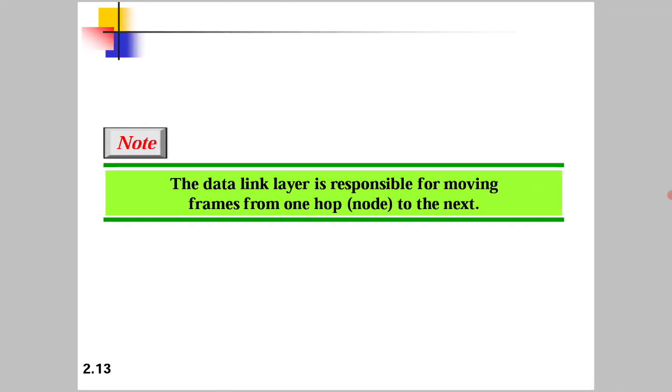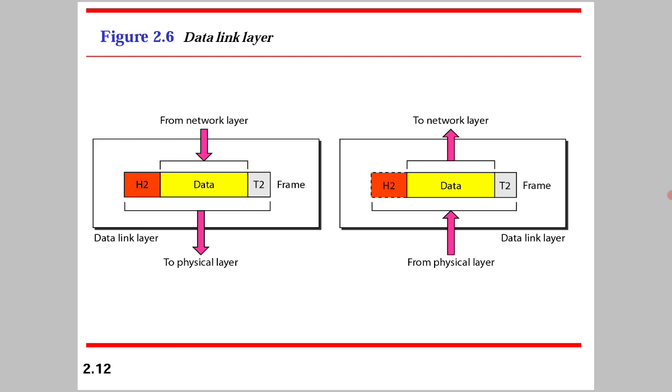The data link layer is responsible for moving frames from one node to the next. So in the physical layer bits are used, and in the data link layer frames are used. What is a frame? A frame is a collection of some bits. What is the syntax of a frame? Each frame has a header part and a data part.